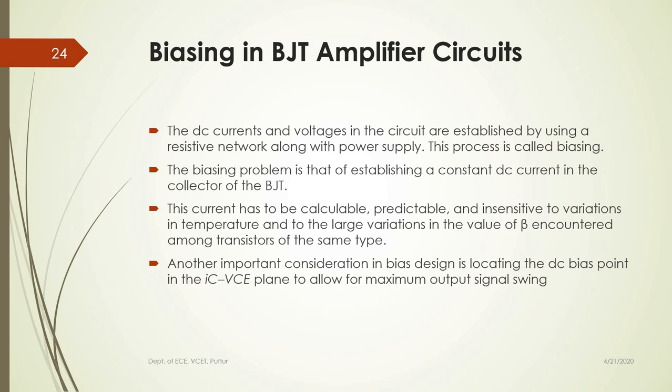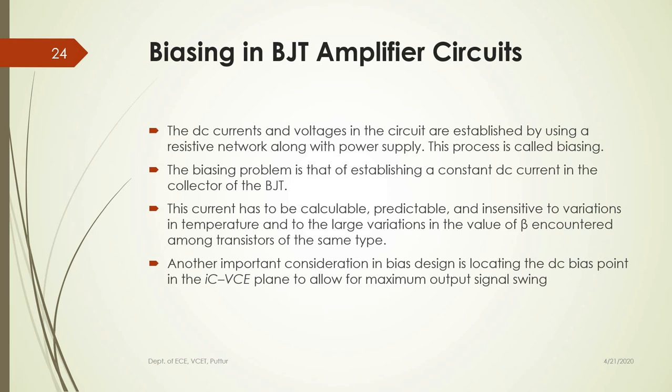The first one is that we need to achieve constant current. We need to establish a constant DC current in the collector of the BJT, that is, a constant collector current. Whatever collector current we establish should be calculable and predictable, and it should be insensitive to variation in temperature and to large variations of beta. This is very important, and that is one of the problems.